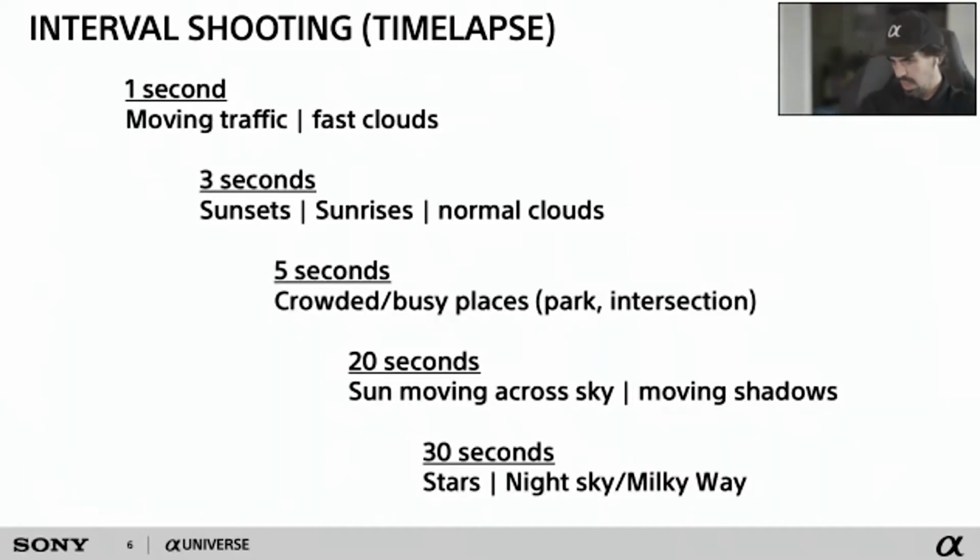I have this little bit of an interval shooting guide: 1 second interval shooting for a lot of moving traffic or fast moving clouds for that style. And you have 30 seconds for stars or Milky Way astro shots, right? And everything in between. Just in case anyone forgets to write it down, we'll be saving this and putting it as a recording on YouTube by tonight, so you can rewatch it as much as you'd like.